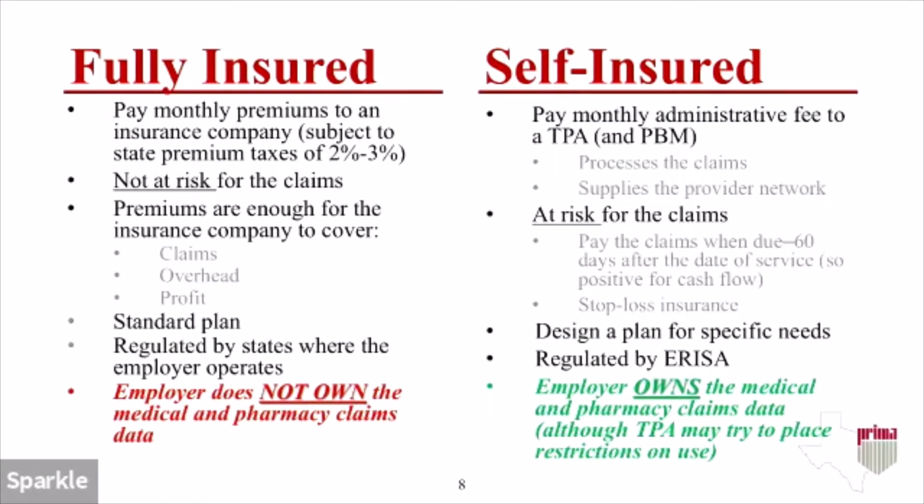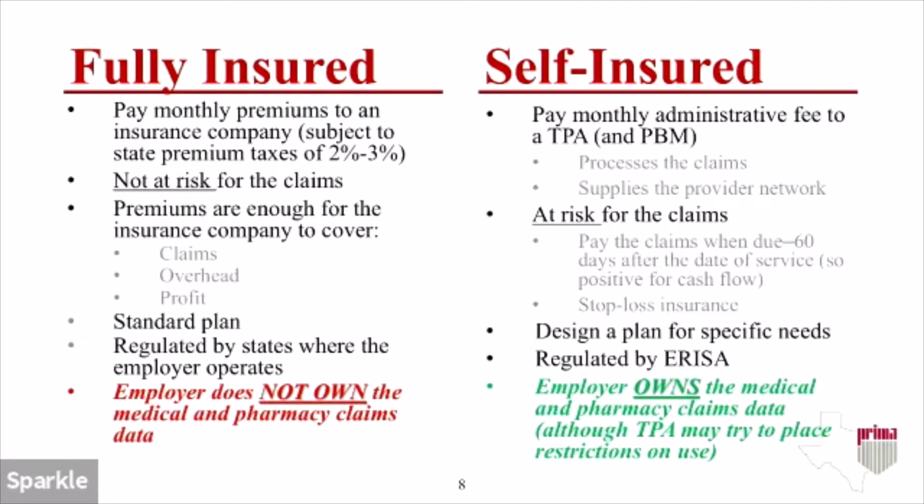So why would an employer want to self-insure? Well, it can be cheaper and more flexible in buying insurance. When you're buying insurance, you're paying that monthly premium. That, in effect, prepays the claims. And those premiums can be subject to state premium taxes as well. When you're a self-insured employer, you pay the claims when they become due, 60 days after the employee visits the doctor. And you can also protect yourself against catastrophic claims by buying stop-loss insurance. So if a particular claim or all the claims in general exceed that stop-loss amount, well, the stop-loss insurance company will pay the excess.